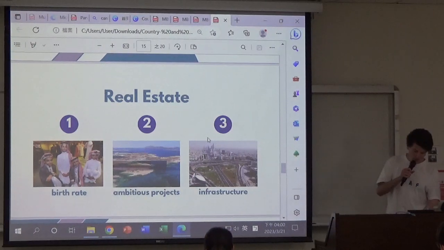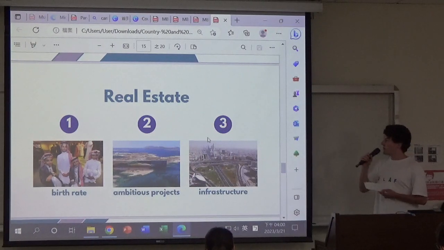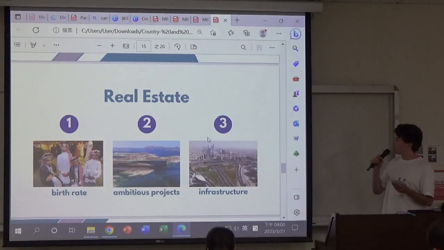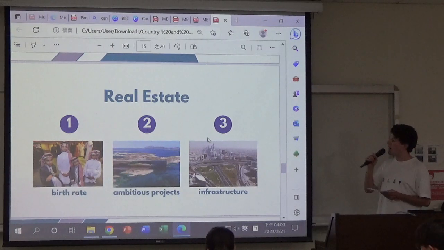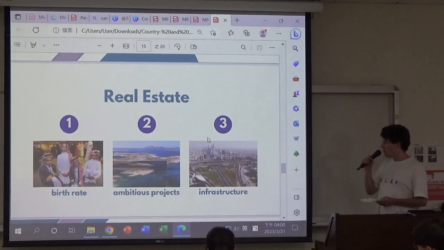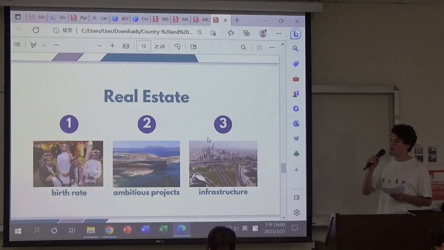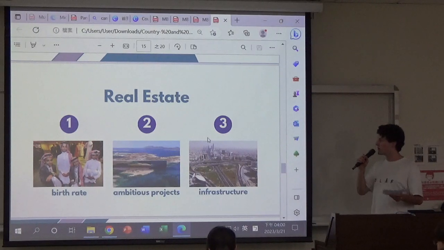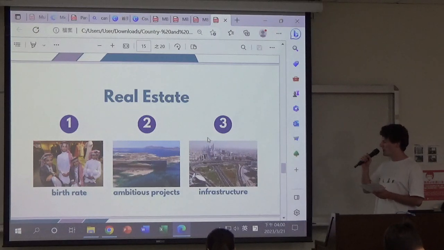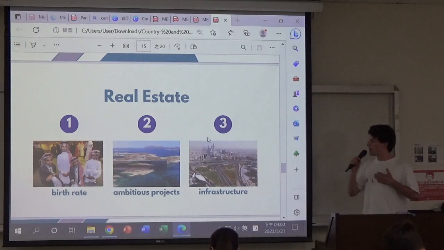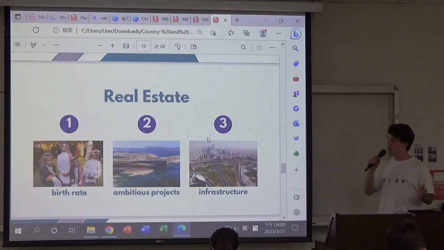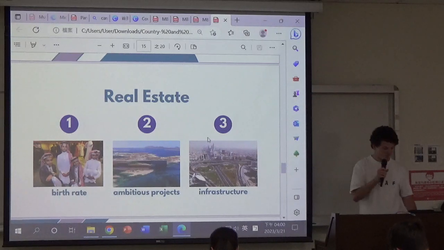First of all is the birth rate. Saudi Arabia has a birth rate of 2.5 per 1. This is relatively high compared to Qatar, which is only 1.8, and the United Arab Emirates, which is 1.5. So the Saudi Arabian population is growing, and one fact that's particularly interesting is that 37% of the population is under 14, which means that it's very good for investing in real estate because all these people would need to have houses.